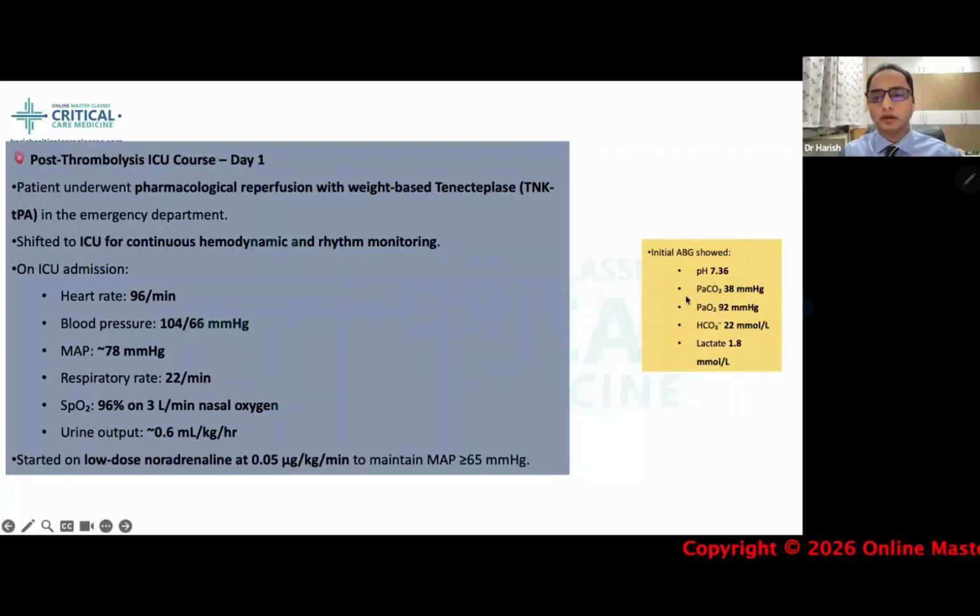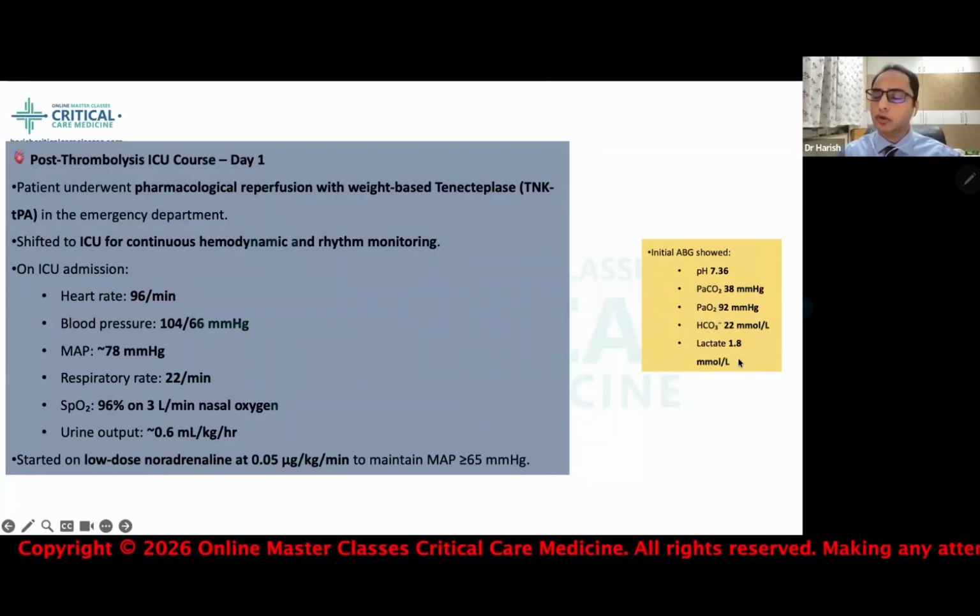We did an ABG, it looks okay. pH is 7.36, PCO2 38, PO2 92 on 3 liters of oxygen, bicarb is 22, lactate 1.8. Fairly, the condition looks under control on day 1.